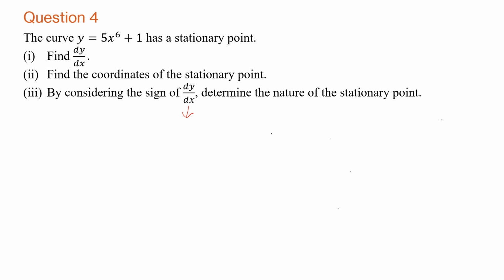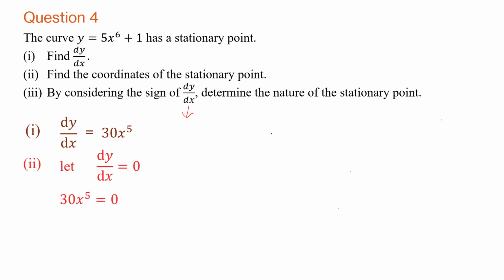All right, so let's look at part 1, which is relatively easy. You just differentiate x to the power of 6, you get 6x to the power of 5. So 5 times 6 gives you 30, so you end up getting 30x to the power of 5. Differentiate 1, you get 0. So part 1 is easy. For part 2, we let dy/dx equals 0. That's how we find the stationary point. And from there, you find x equals 0.